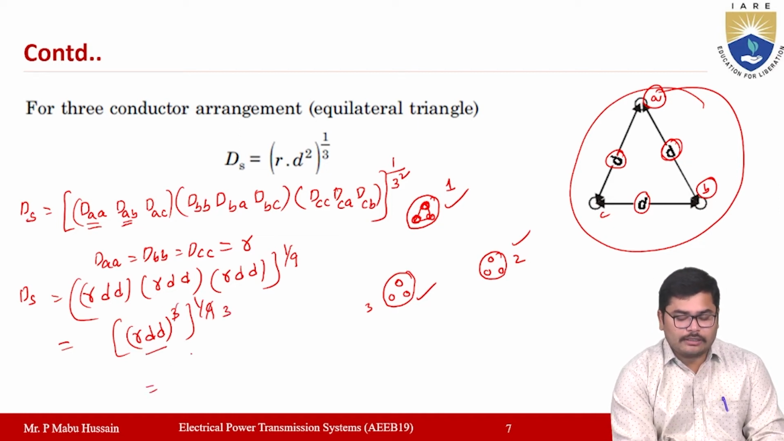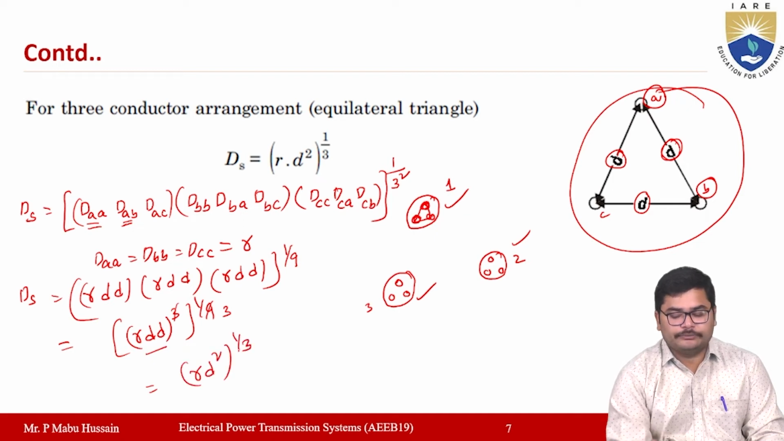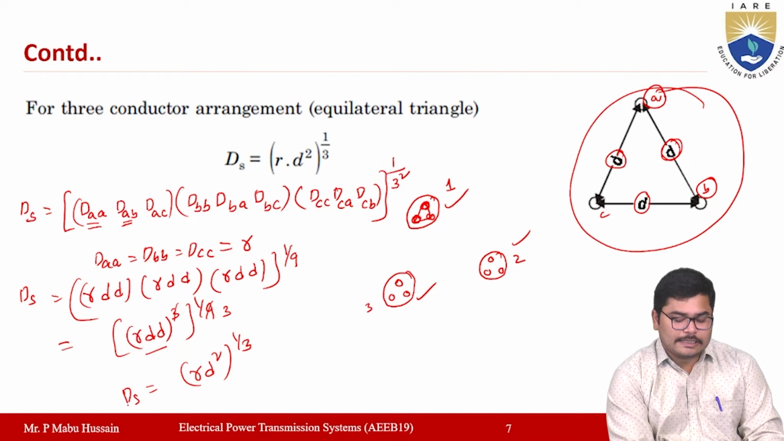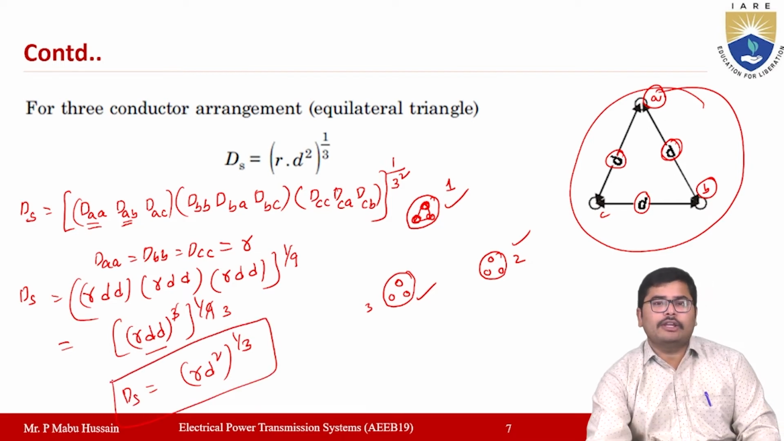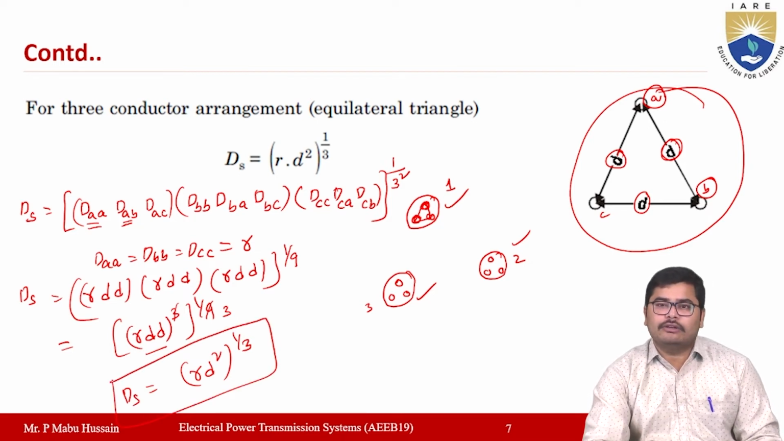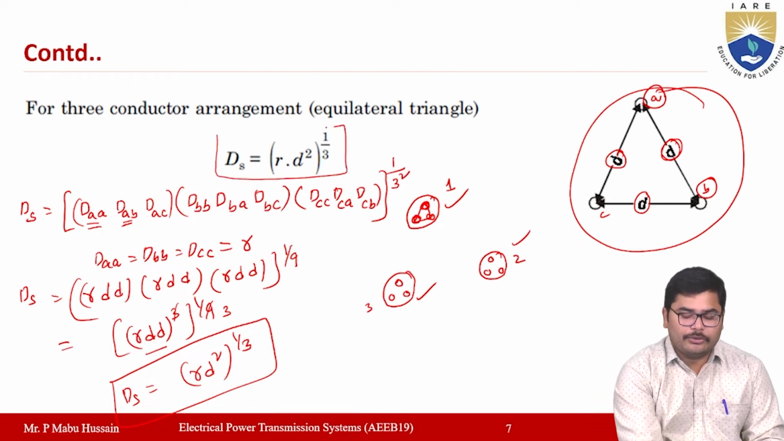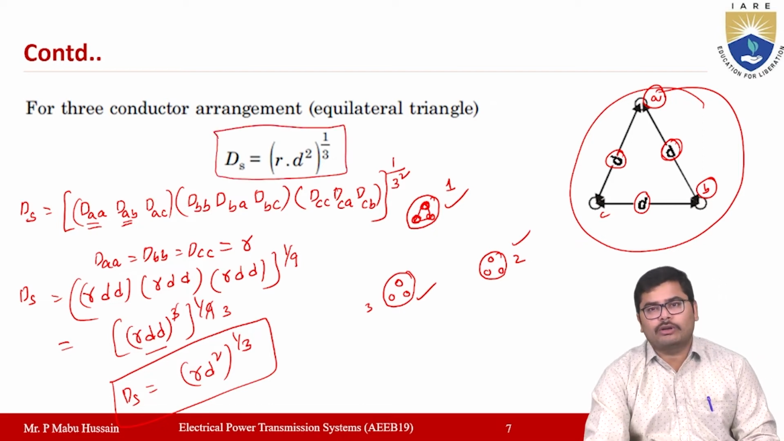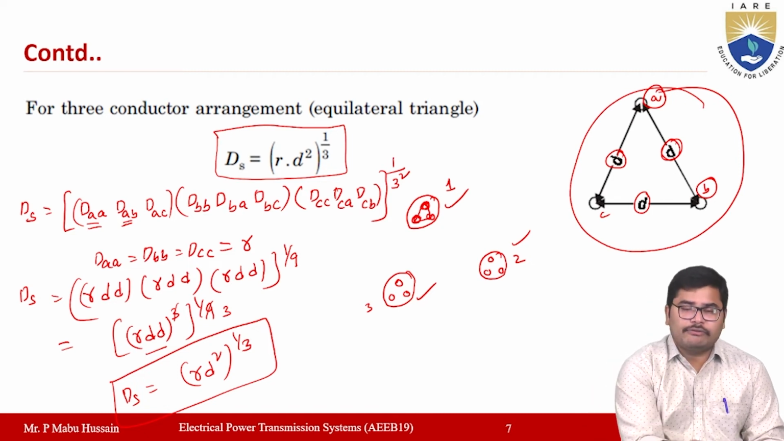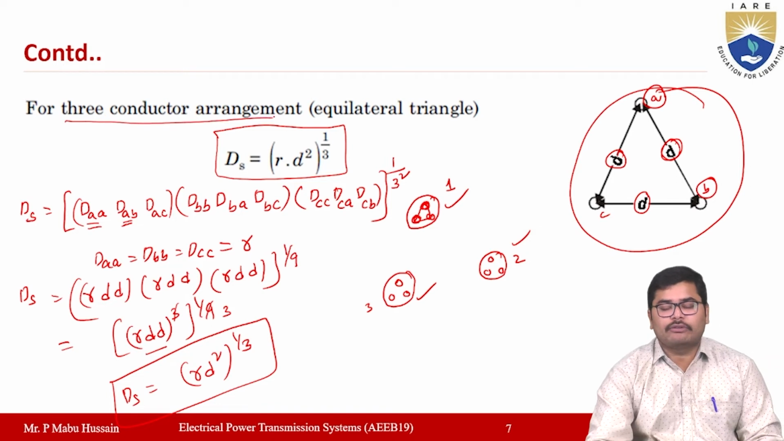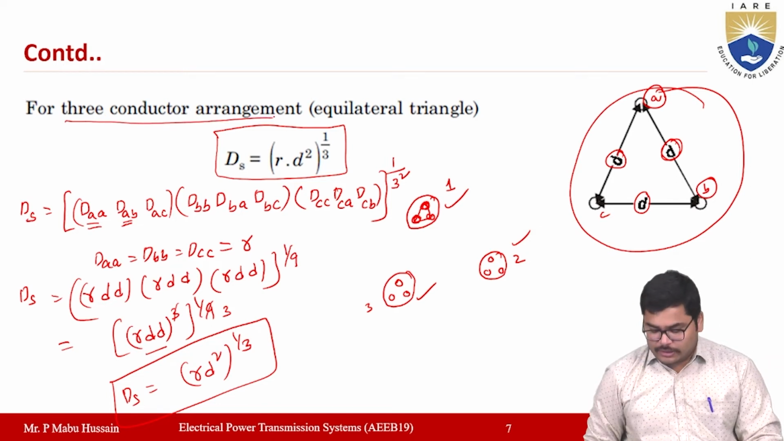So this can be written as (R × D²)^(1/3). So this is the value of self GMD in case of a three conductor configuration of bundled conductors. The value of Ds is (R × D²)^(1/3). So this is how you can determine the self GMD for a three conductor arrangement of a bundled conductor.